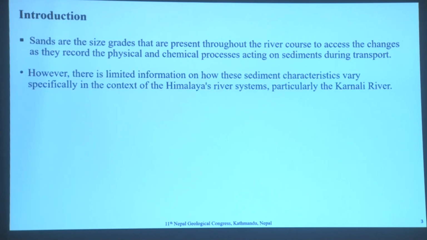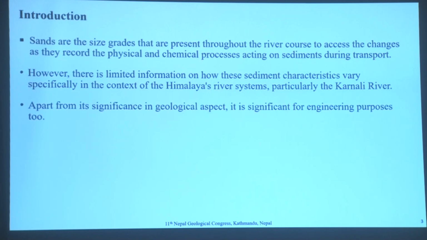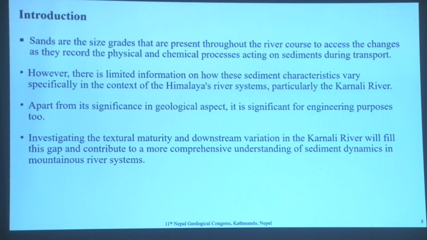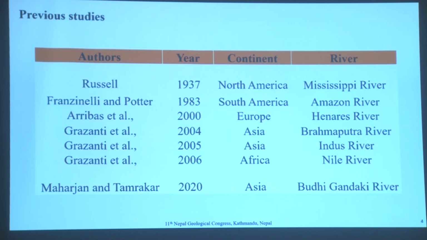However, there is limited information on how these sediments characteristically vary, specifically in the context of the Himalayan river system, particularly in the Karnali River. Apart from its significance in geological aspect, it is significant for engineering purposes too. Investigating the textural maturity and downstream variation in the Karnali River will fill this gap and contribute to a more comprehensive understanding of sediment dynamics in mountainous river systems.